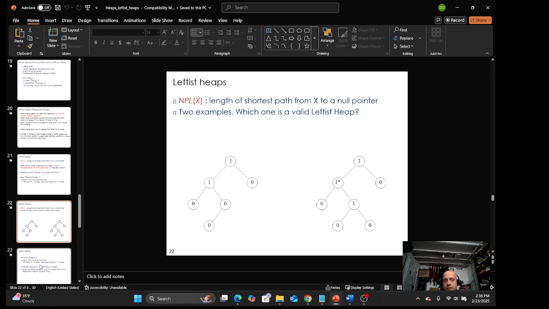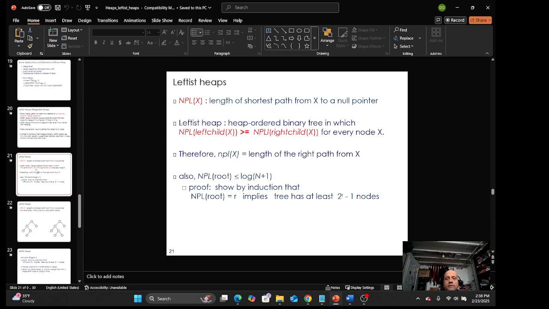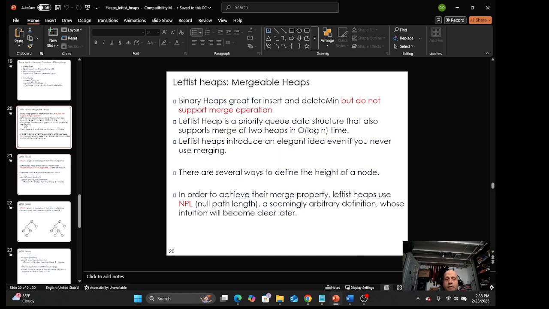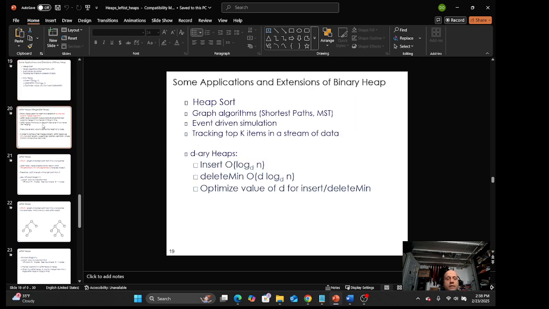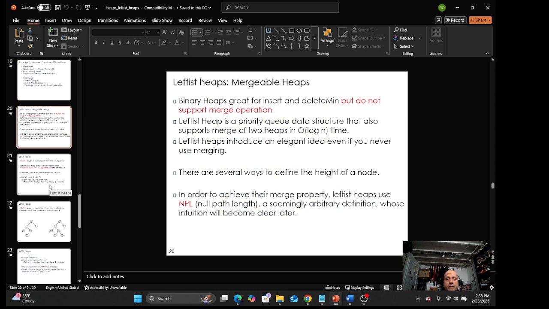So leftist heap, NPL of X, the length of the shortest path from X to a null pointer. And here they identify which of the two is a leftist heap, or which one is valid, okay? And let's go back to our properties here.